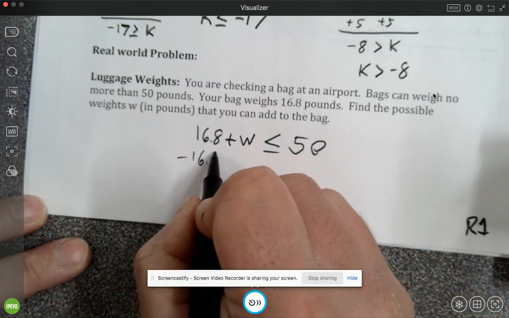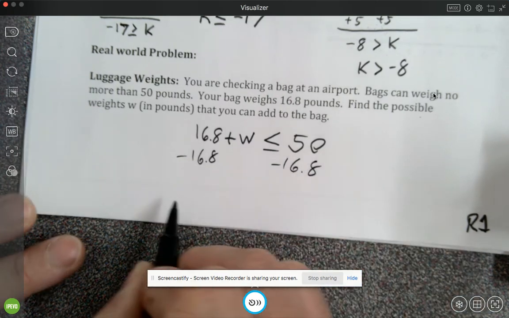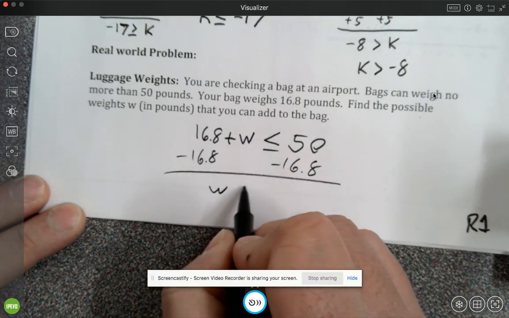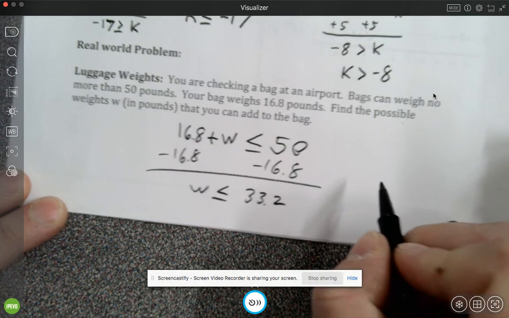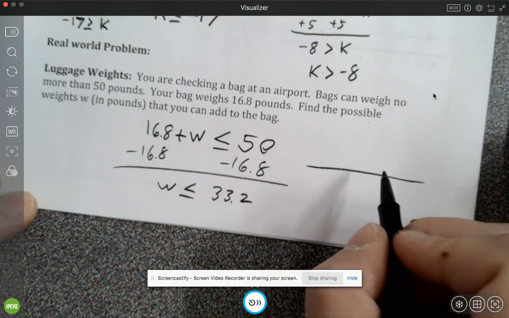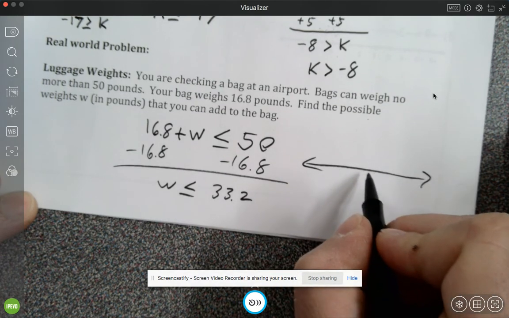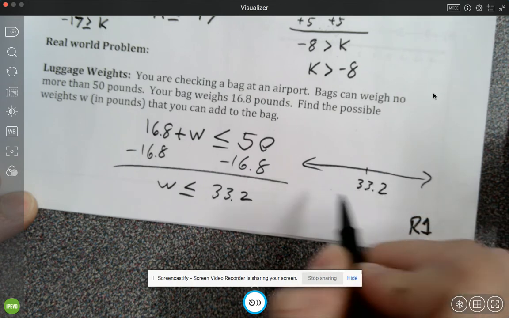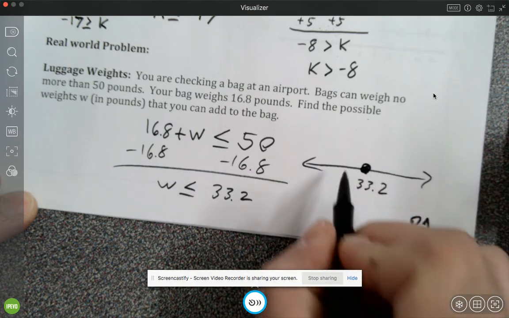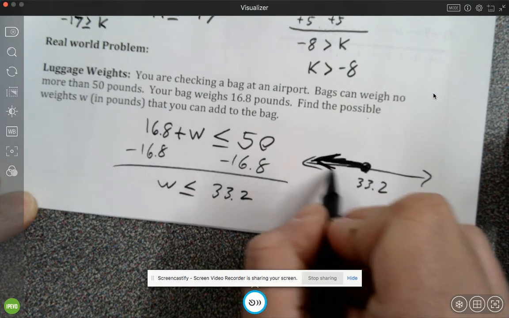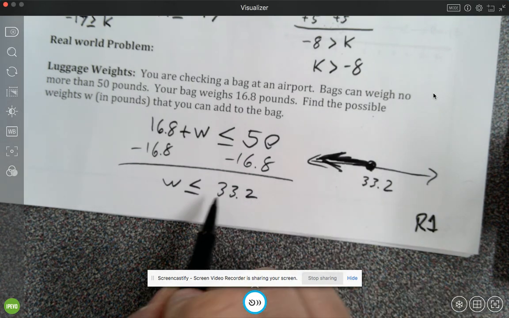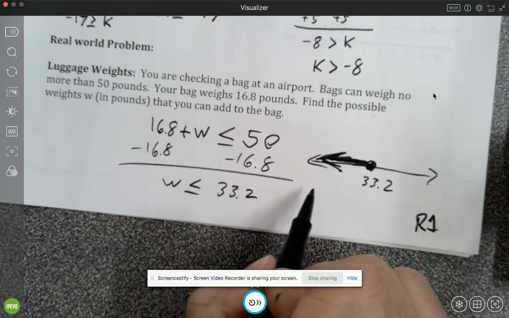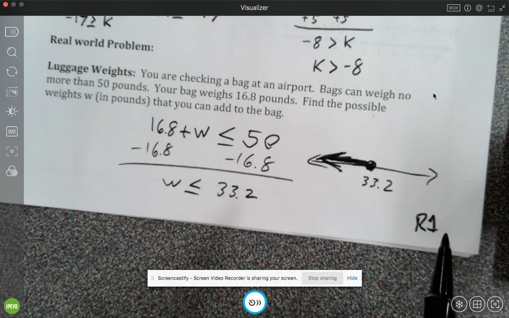So now I'm going to minus 16.8 on both sides. And so my solution would be the pounds W. It's a weird letter to use for pounds. It's 33.2. If I want to graph this solution, I would make some type of number line here, and there would be 33.2, and it would be a closed dot. And so I could have anything in that direction. So I could have a bag that's 30 pounds, 25 pounds, 0.2 pounds, but as long as it's less than or equal to 33.2 pounds, then I can go with my luggage on that plane.